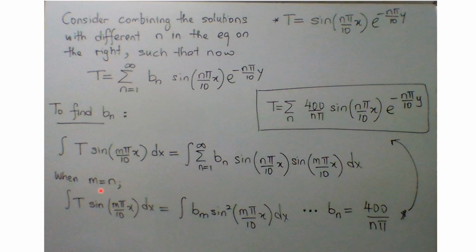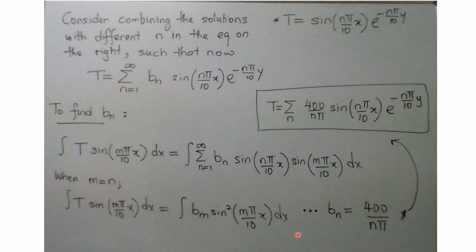So when m is equal to n, then the summation here will vanish, of course, and you will have a sine squared here. So you have a sine squared m pi over 10 x on the right hand side. So the derivation is rather straightforward. You will know how to do this, and I leave this as an exercise for you.